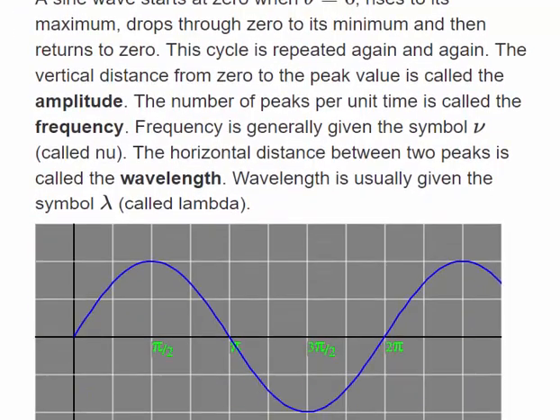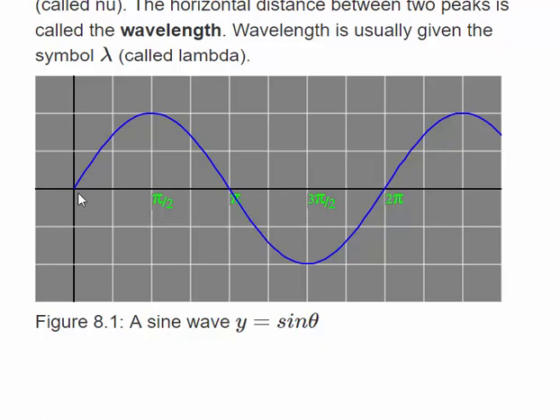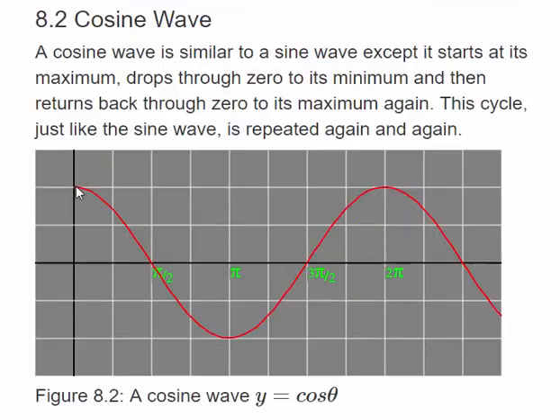A sine wave starts at 0, rises to the maximum, goes back through 0, through the minimum, and then back to 0 again. It has an amplitude, which is the distance from the maximum to 0, and it has a wavelength, which is the difference from one peak to the next peak, and it has a frequency, which is the number of complete curves in 1 unit of time.